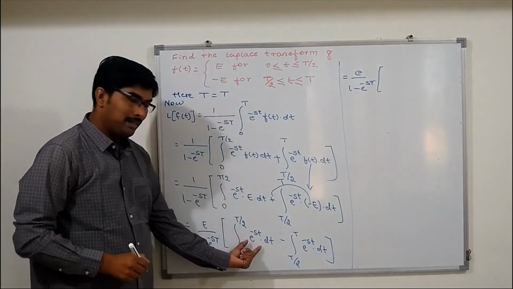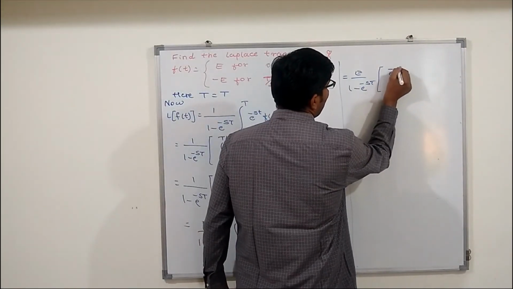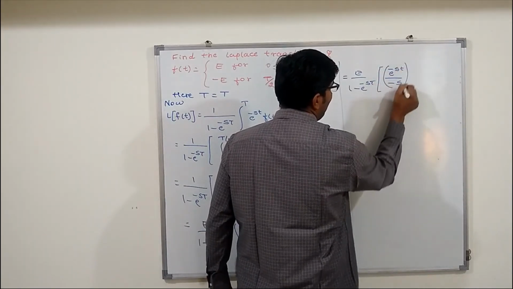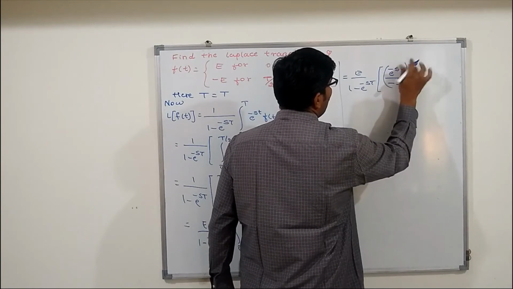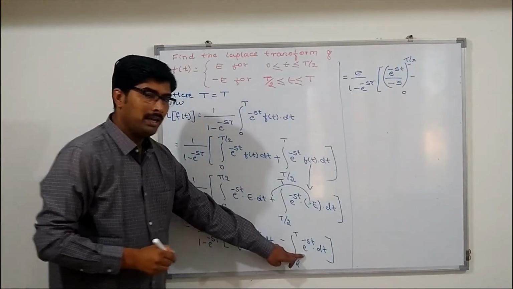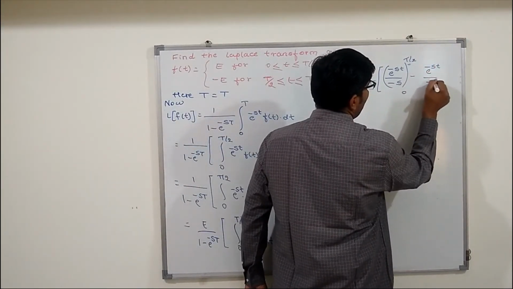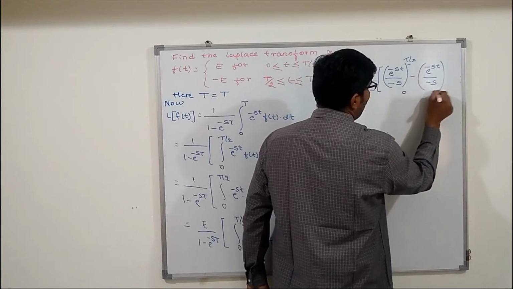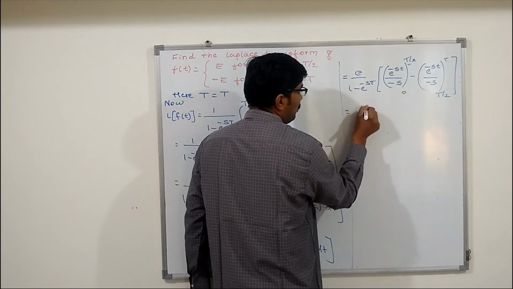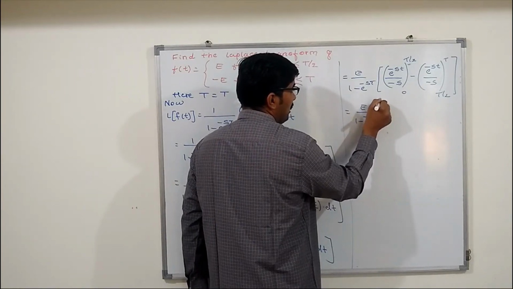Now we can integrate this. What is the integration of e raised to minus st? Integration of e raised to minus st is e raised to minus st divided by minus s, and this is running from 0 to T by 2, minus. The second integration is also the same, that is e raised to minus st divided by minus s, but the limit changes from T by 2 to capital T. This is equal to E divided by 1 minus e raised to minus sT, into bracket.